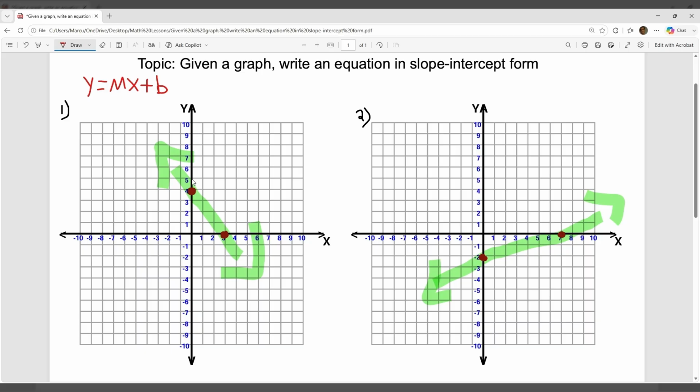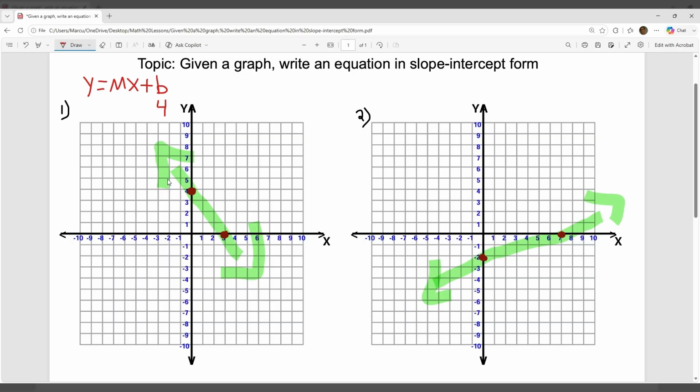So look at this line right here. Then you have to see where the line touches the y-axis, which in this case is going to be 4 because we have a red dot right there, that 4. So in this case, your b is 4.